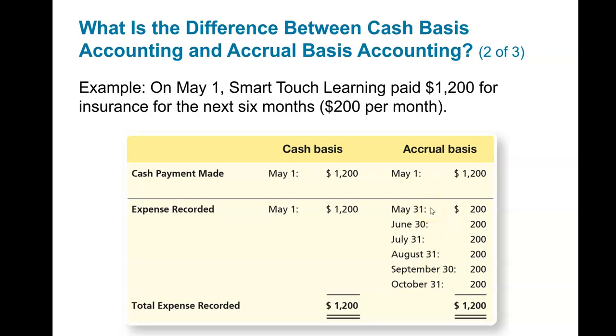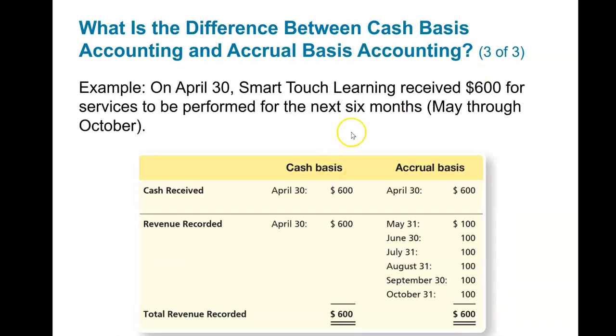At the end of May, 1 month is gone, 1/6. So 1,200 divided by 6 means $200 a month. On May 31st, $200 has been incurred. On June 30th, another $200 has been incurred, so on and so forth until we use up the whole $1,200 by October 31st. That's the accrual basis of accounting.